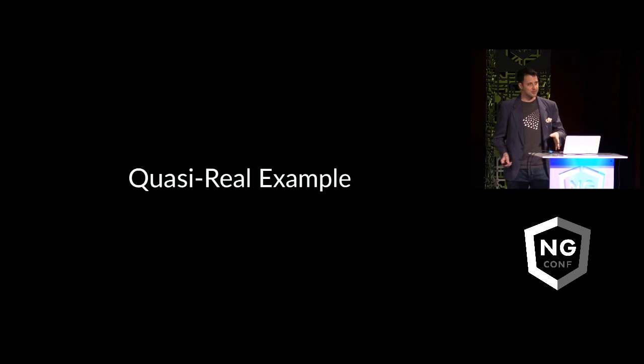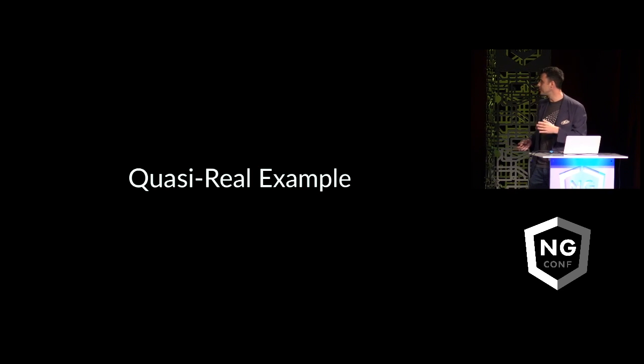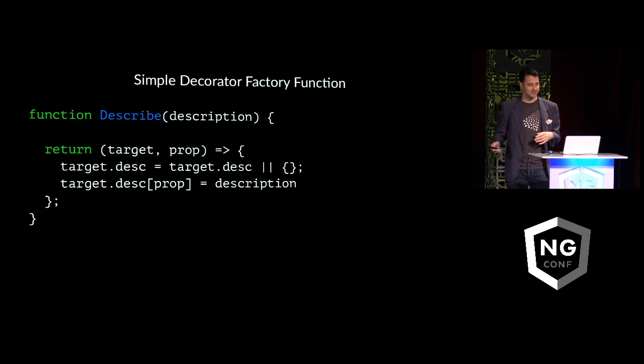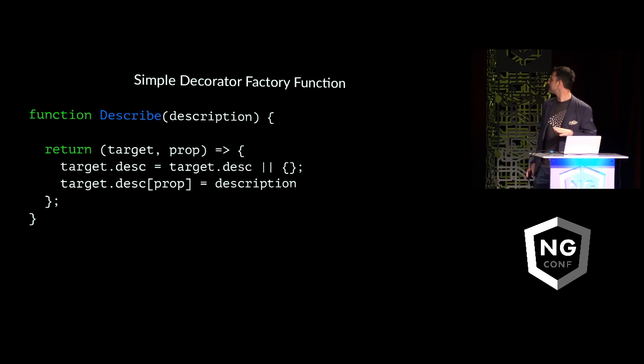Now, I say quasi-real because this example is going to work, it'll run, I have a use case for it, but the only problem is just trying to fit this into slides in 5 minutes is pretty challenging. They get a little bit verbose. So let's dive in and take a look. This is a simple decorator factory function. Yeah, it's simple. It's about as simple as I could make it. We'll walk through it. It's really not that bad.